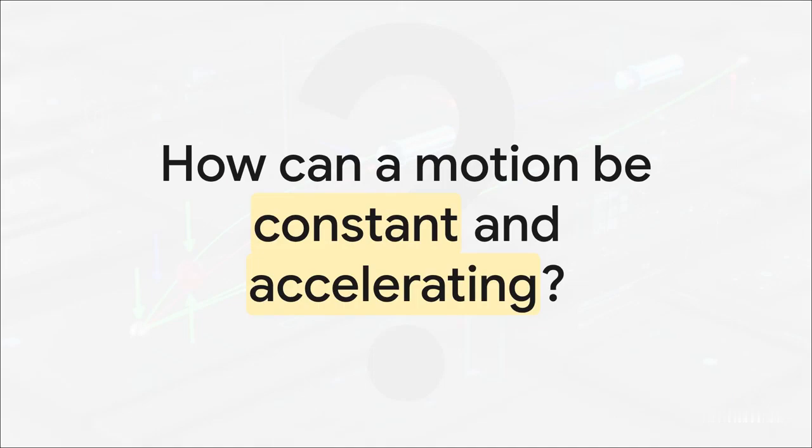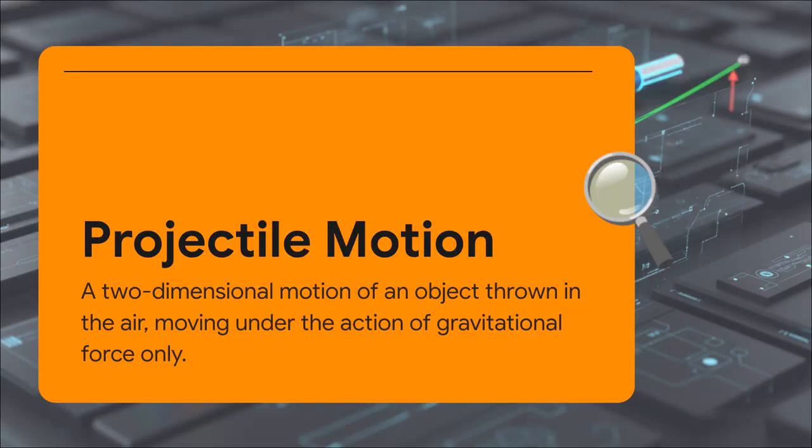So, let's start with a puzzle. How can something be moving at a steady speed and speeding up at the exact same time? It sounds like a total paradox, right? But this is the central mystery of projectile motion, and by the end of this, you'll see exactly how it works. Okay, so what is projectile motion, officially?